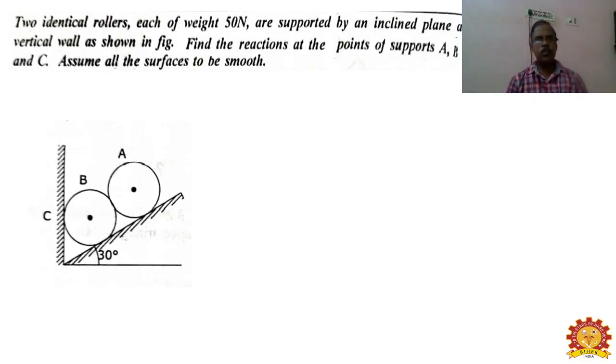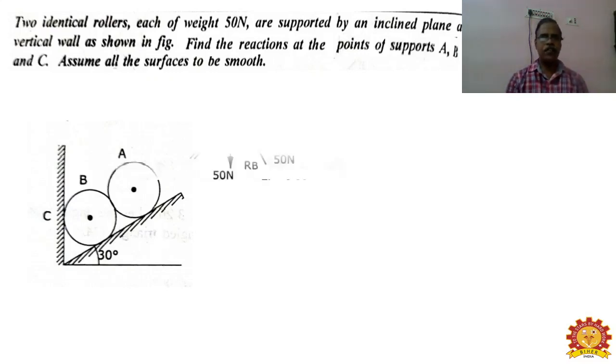Now, the diagram on the screen shows two identical rollers. Keep in mind that whenever two identical rollers are given, it means that their weight, diameter, everything will be the same. Understand? That is why we call them two identical rollers. So let us see the diameter. As I told you, the diameter is not given in this diagram. Now let us see how to calculate that.